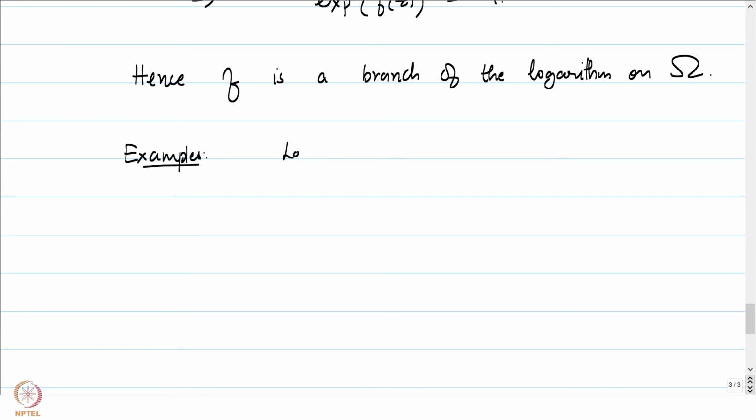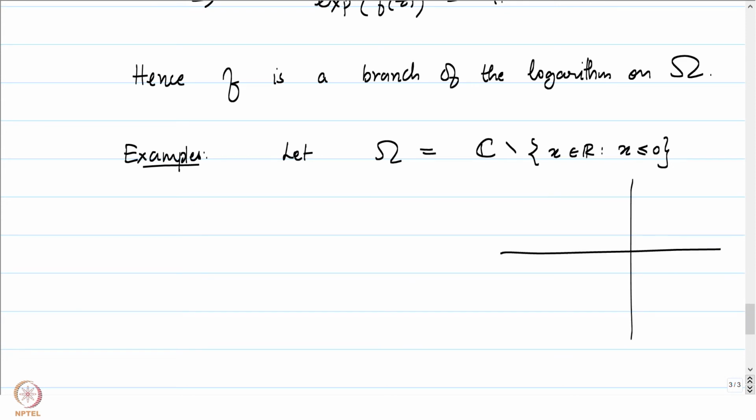Let's look at omega to be the set of all complex numbers with the negative real axis removed, that is, C minus the set of all x in R such that x is less than or equal to 0. So if I had to draw it on the complex plane, the red region is being removed. This line is being removed. A region is not being removed, only an arc which originates at the origin, along with the origin, the negative real axis, that is being removed.